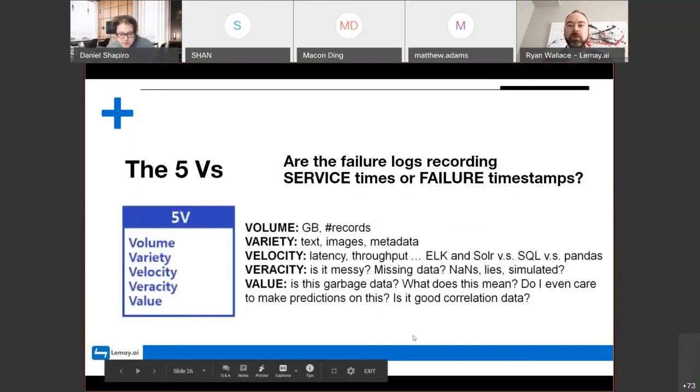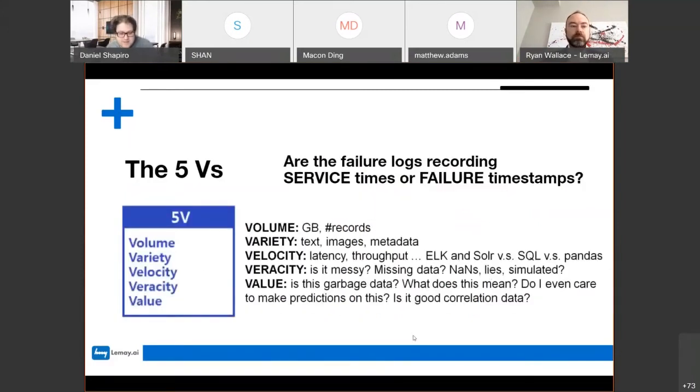Okay, so when we go into a client, we're asking them these standard questions. These questions are called the 5 Vs. They're looking at how much data do you have? What's the nature of that data? What's the variety? And then how fast does it come through the system? Because that's going to have implications.